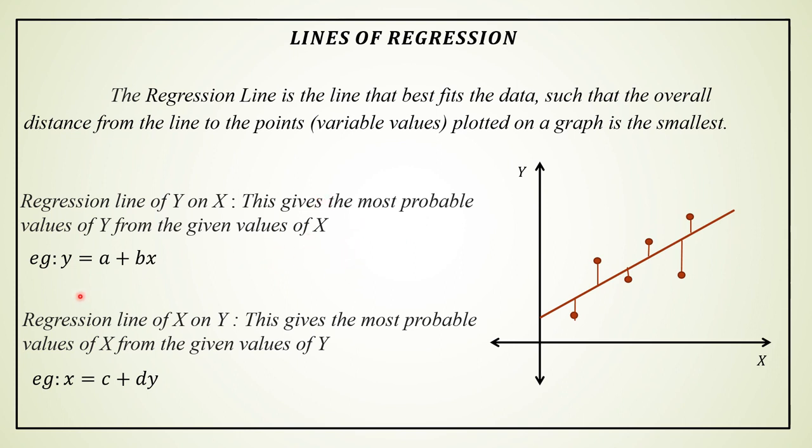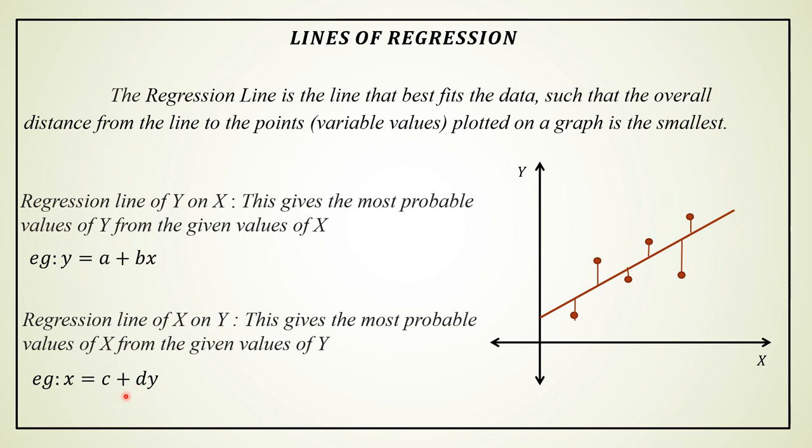Say for example an equation of the form y is equal to a plus bx, where x is the independent variable and y is the dependent variable. So over here you are going to predict the values of y from the given values of x using this expression. This is called the regression line of y on x.